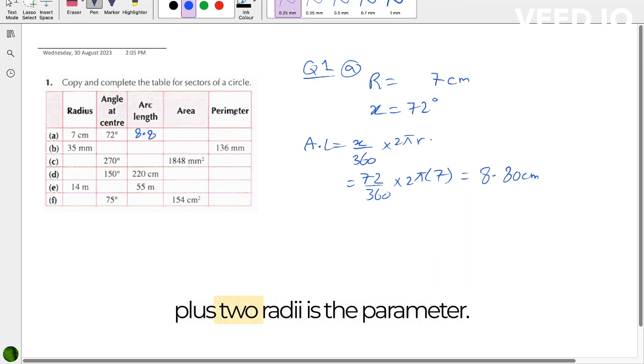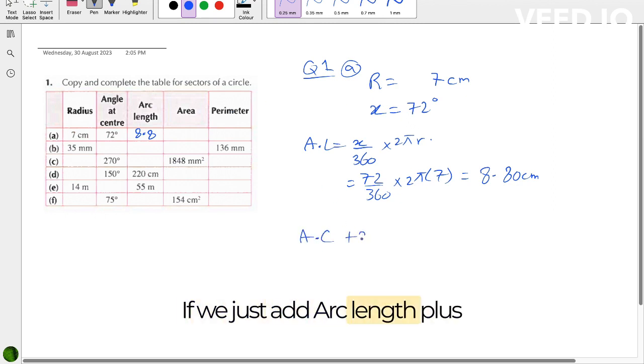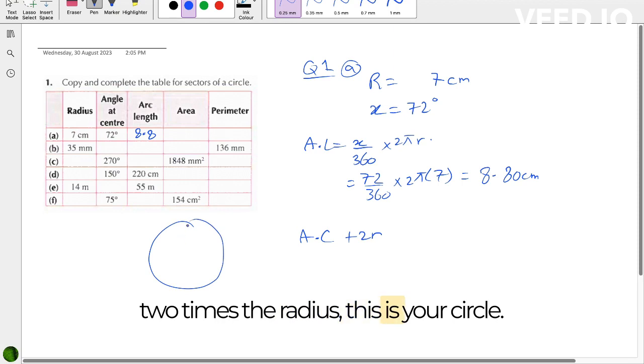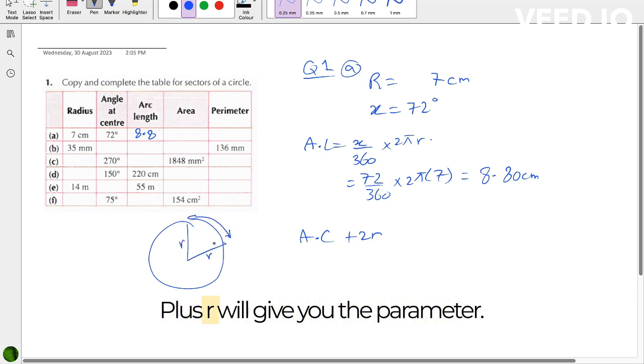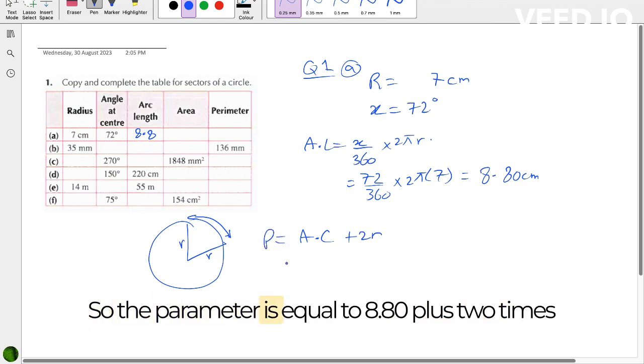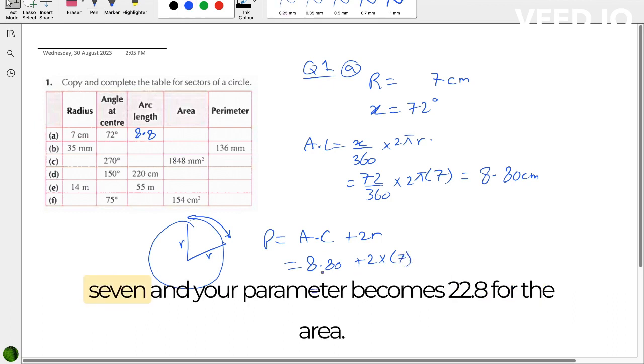Now this is the arc length, which we can fill right here, 8.8, and we know that arc length plus 2 radius is the perimeter. If we just add arc length plus 2 times radius, this is your circle, this is your arc length, plus 2r will give you the perimeter. So perimeter is equal to 8.80 plus 2 times 7, and your perimeter becomes 22.8.